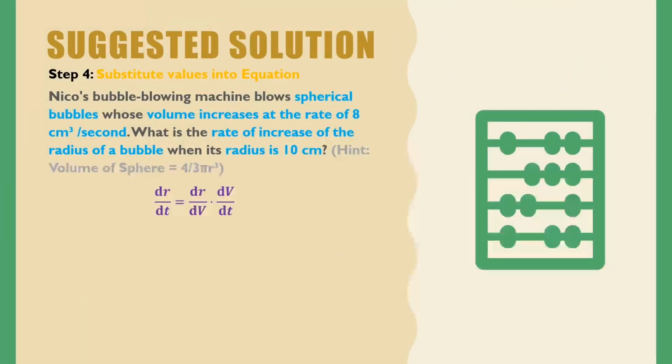On to the next step. We can now substitute the values into the equation because we have obtained dr over dV, and we do have our dV over dt as well. So let's do it one by one. What was our dr over dV? 1 over 4 pi r squared, correct? And what is our dV over dt? 8 centimeter cubed per second. So let's write it down. 1 over 4 pi r squared times 8 will get 8 over 4 pi r squared. And we must simplify it, and we will get 2 over pi r squared.